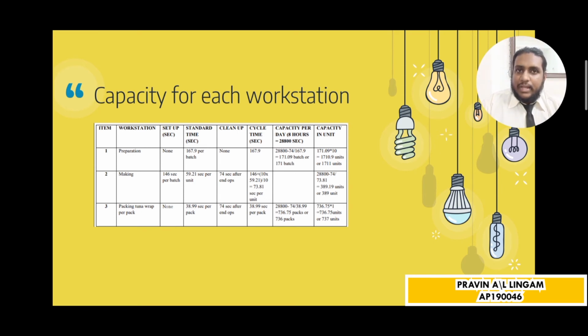divide it by 73.81, then you will get 389.19, you round off, it will be 389 batches. Then the capacity for packing is 28,800 minus 74 divided by 38.99, then you will get 736.75, you round off, then you will get 736 batches.